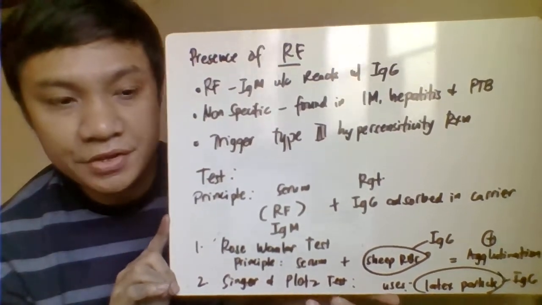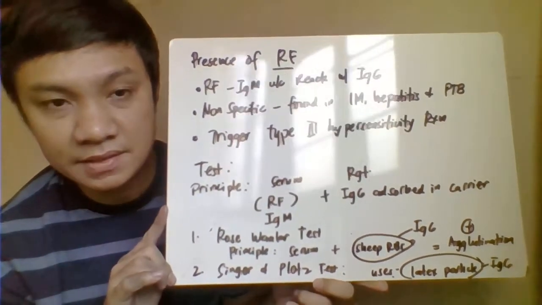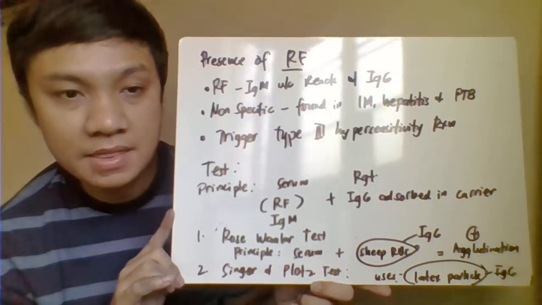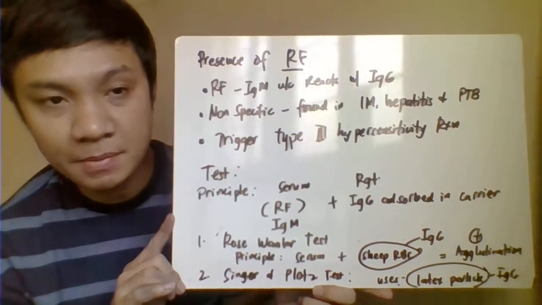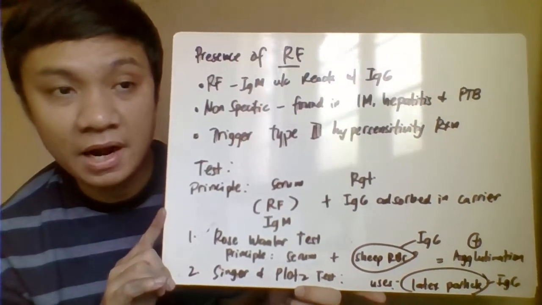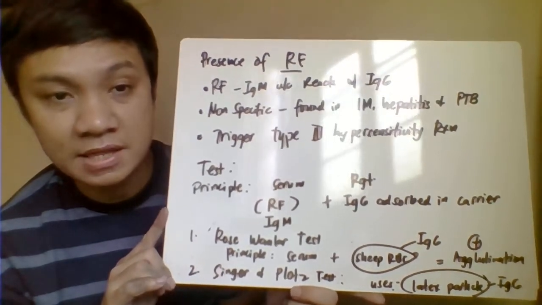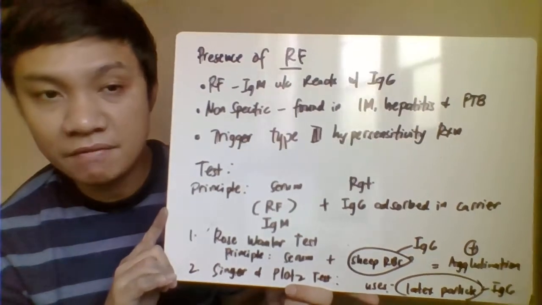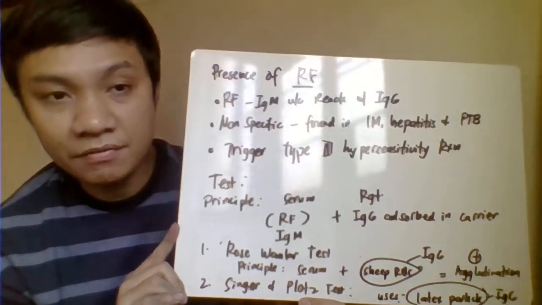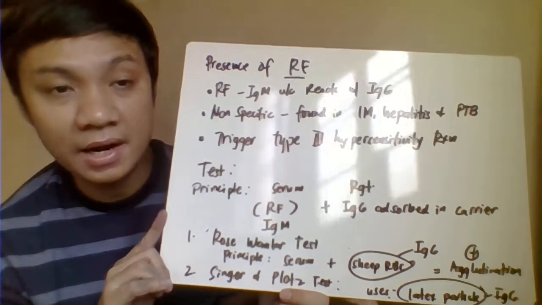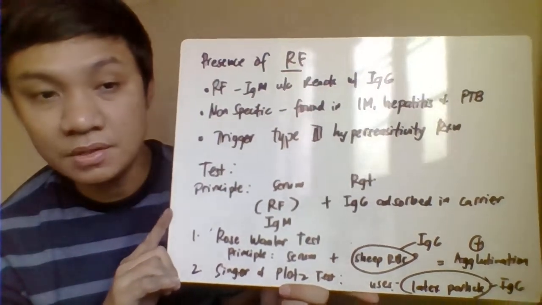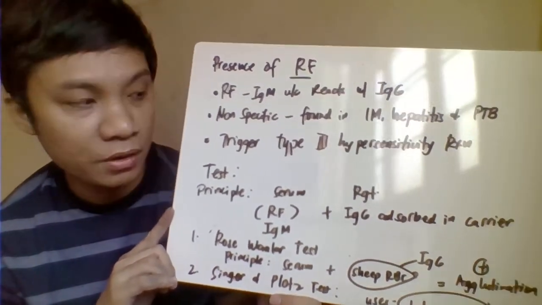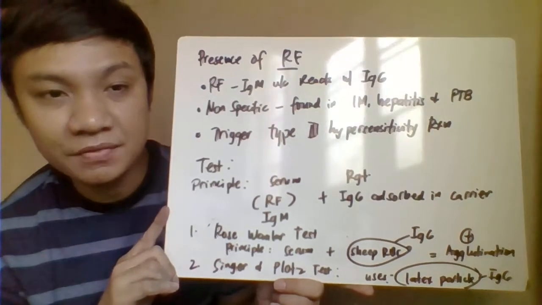Okay, we have here the test for rheumatoid factor. Rheumatoid factor is an IgM that reacts with the IgG antibody. So you trigger the immune complex mechanism of hypersensitivity, because you have RF as IgM and IgG antibody forming an immune complex, which deposits in our joints. But the problem with the RF is that it is non-specific, because rheumatoid factor could also be seen aside from RA in other disorders like, for example, IM, hepatitis, and even pulmonary tuberculosis.